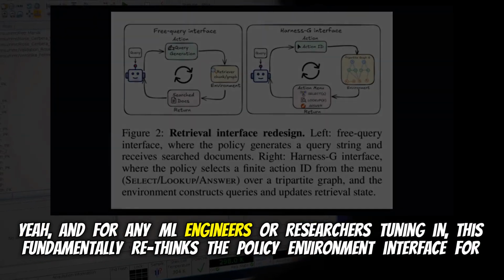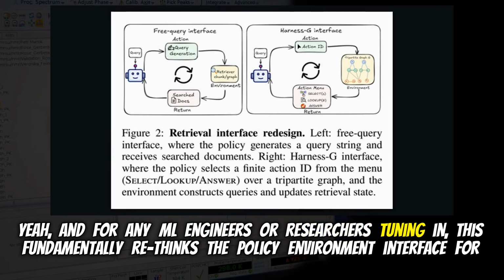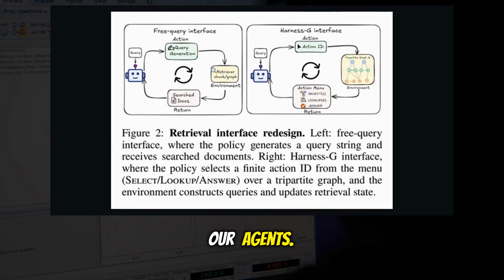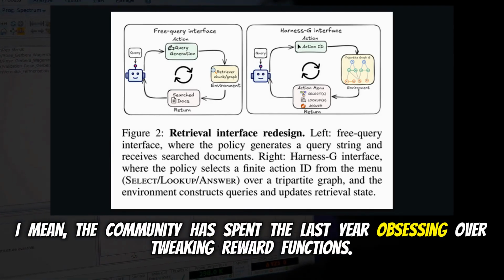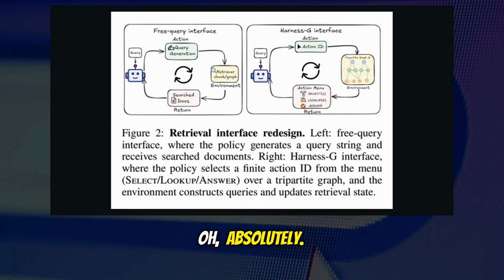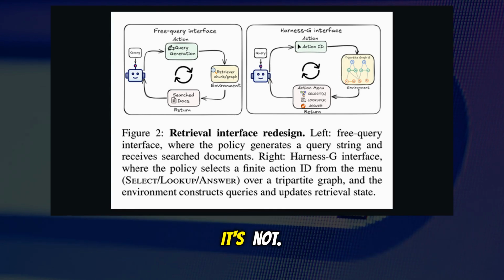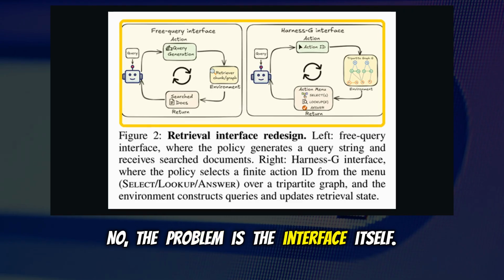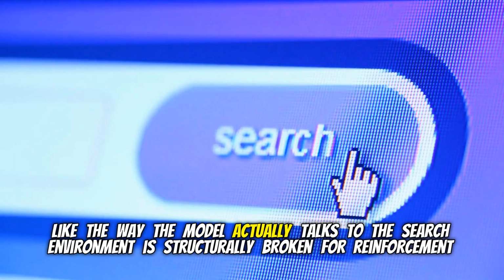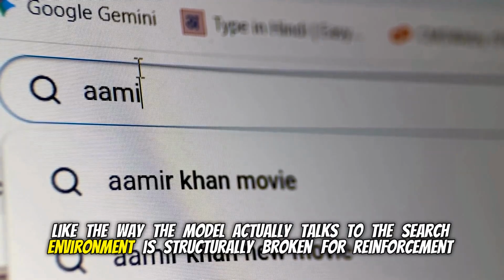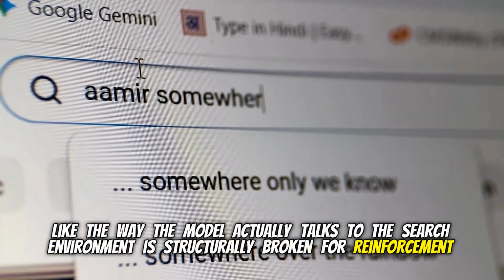Yeah, and for any ML engineers or researchers tuning in, this fundamentally rethinks the policy environment interface for our edge agents. I mean, the community has spent the last year obsessing over tweaking reward functions, or densifying credit signals just to make agents smarter. But this paper argues that the problem isn't actually the reward function. No, the problem is the interface itself. The way the model actually talks to the search environment is structurally broken for reinforcement learning.